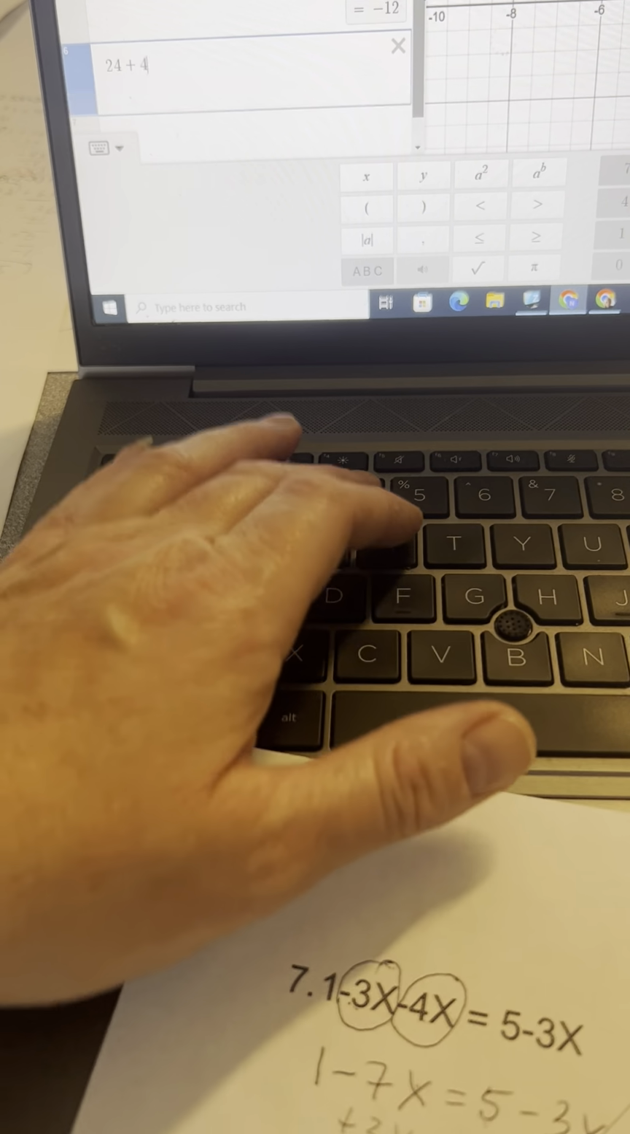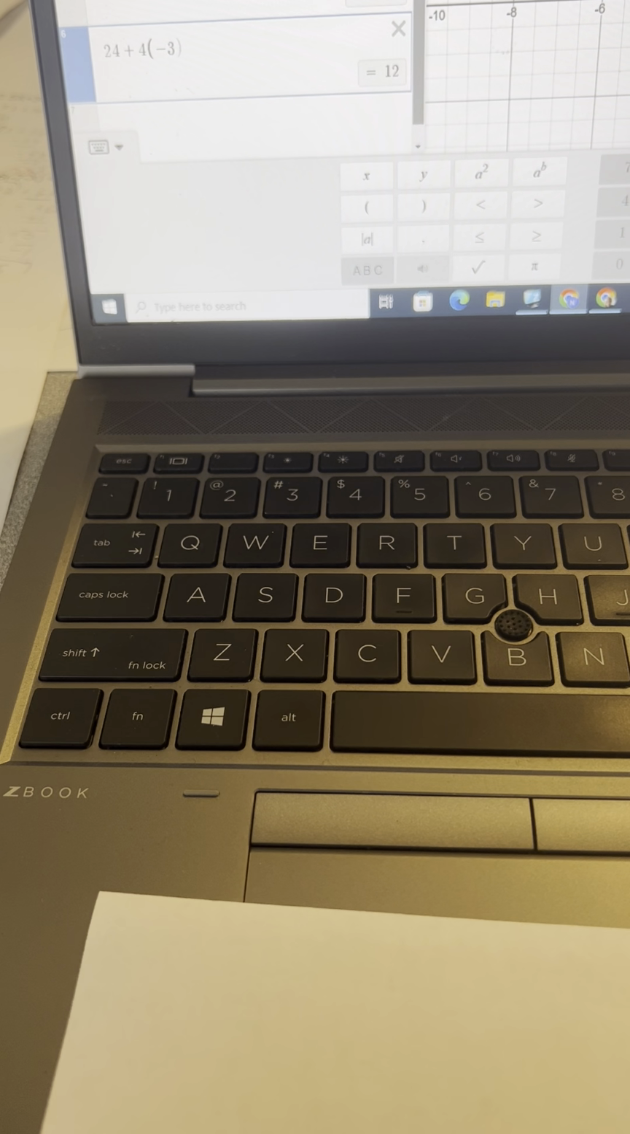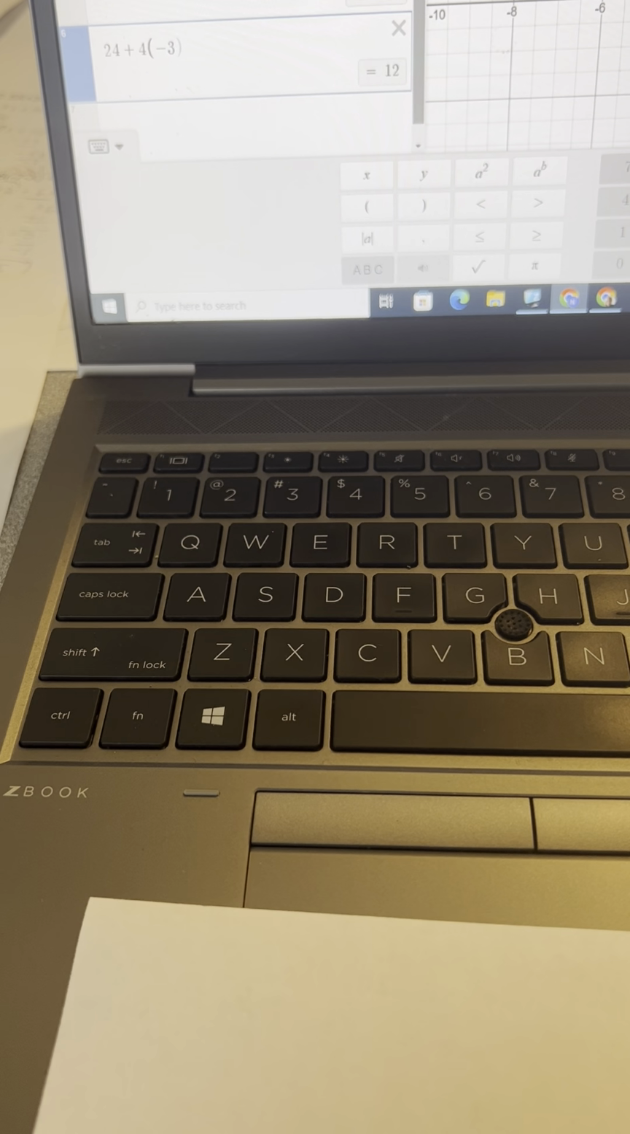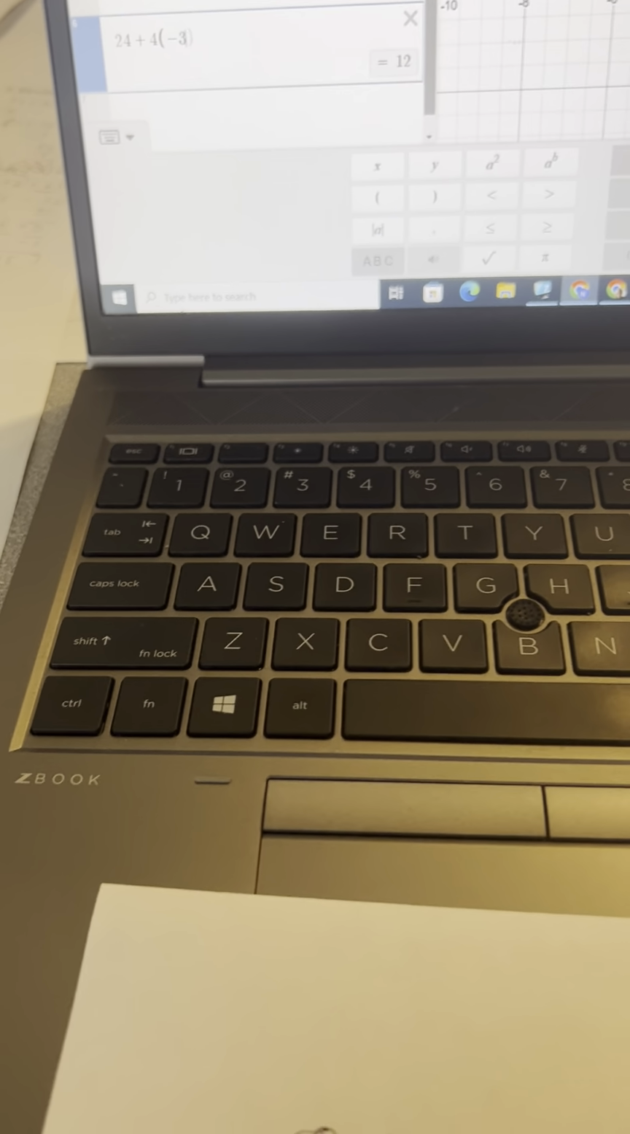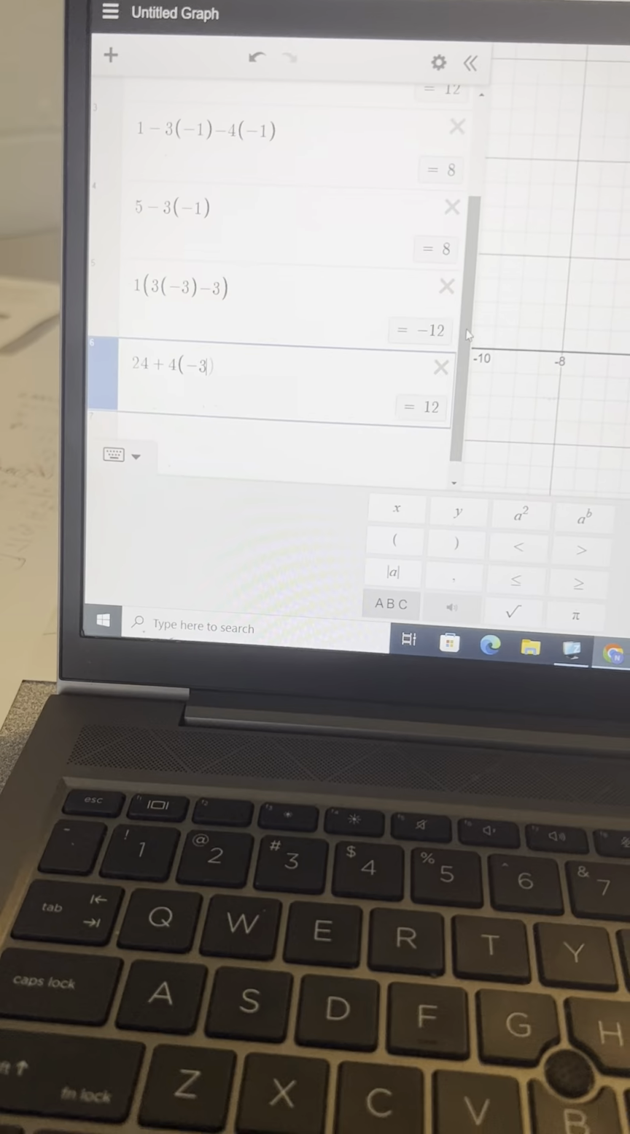Look at that. Let's see. -3. Let's see if I inputted something like 24 plus 4 times negative 3. Okay, so that side is 12. So on the top, oh, I see my mistake. So see that? What could happen?